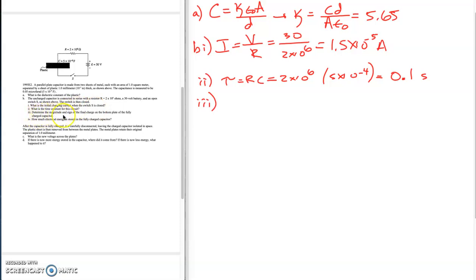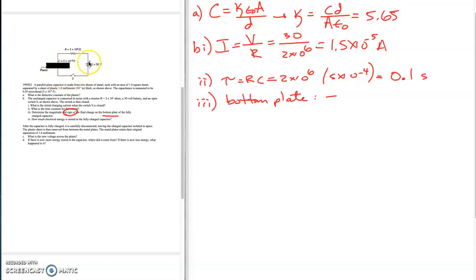All right, number 3, the magnitude and sign. Don't forget about that. The final charge on the bottom plate of the fully charged capacitor. All right, so the bottom plate, that will be negative, because if you take a look, that is connected to the negative side of the battery.